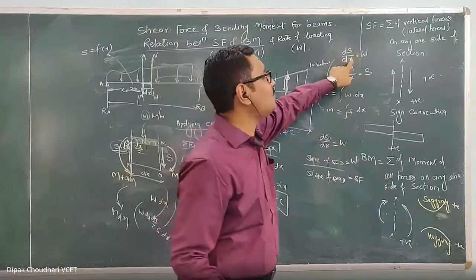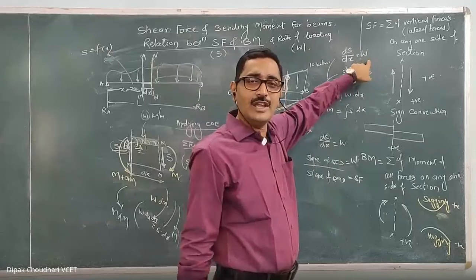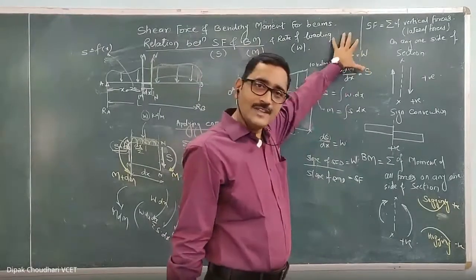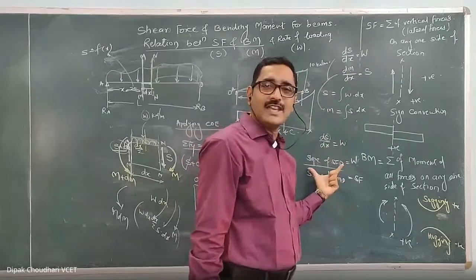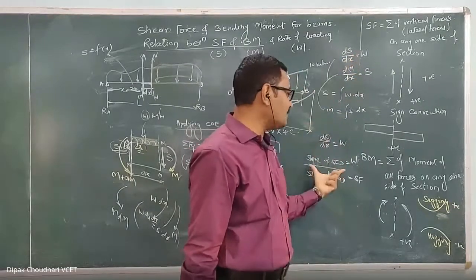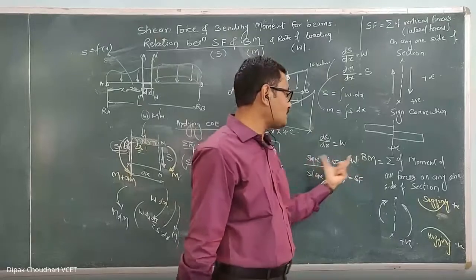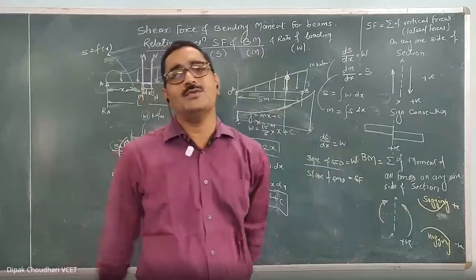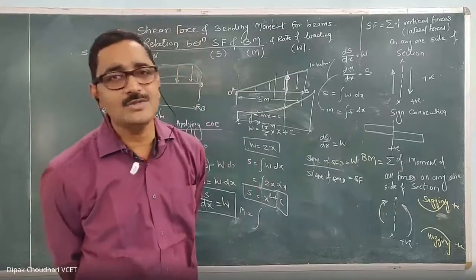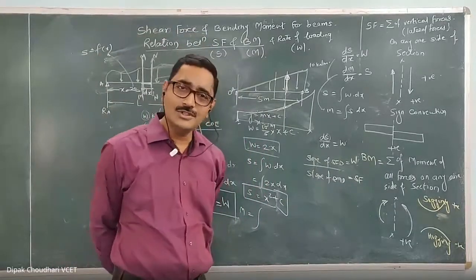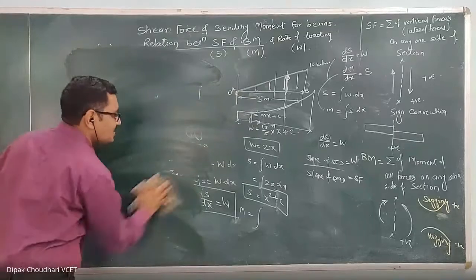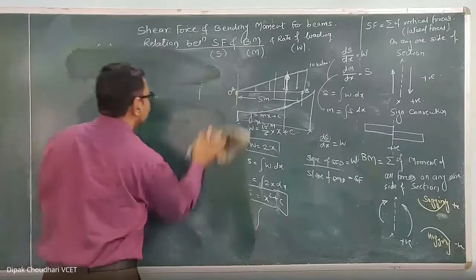Rate of change of shear force is the rate of loading, rate of change of bending moment is equal to the shear force. From this we can conclude that the slope of the shear force diagram, dS by dx, gives you the loading, and the slope of the bending moment diagram gives you the shear force. Any doubt? Have you understood? Okay. Now we have to draw the shear force and bending moment diagram.